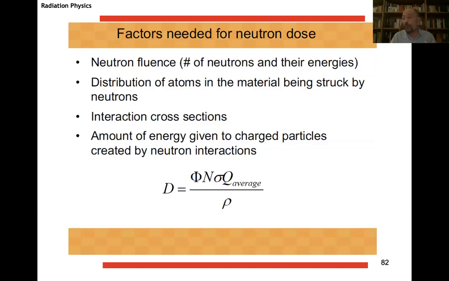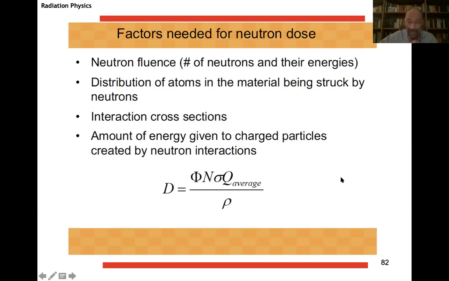You need to know the fluence, of course. So how many neutrons per square centimeter and per second, that would be the flux you have, and their energy, because the release depends on the energy. You need to know the distribution of atoms in the material, the interaction cross-section, and the amount of energy given to charged particles created by neutron interaction.